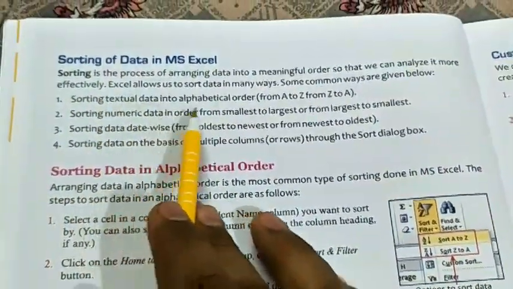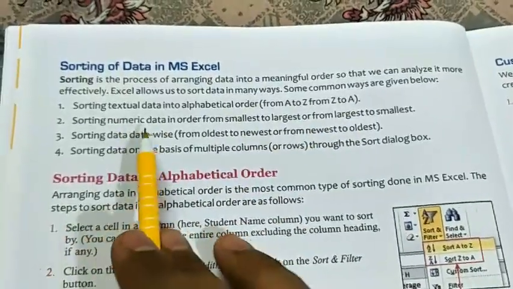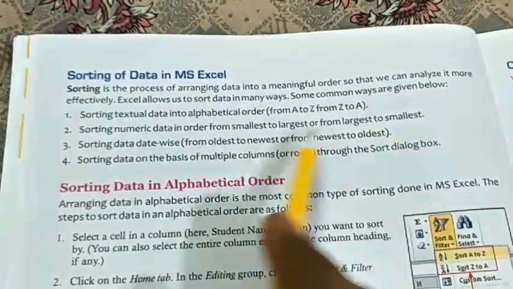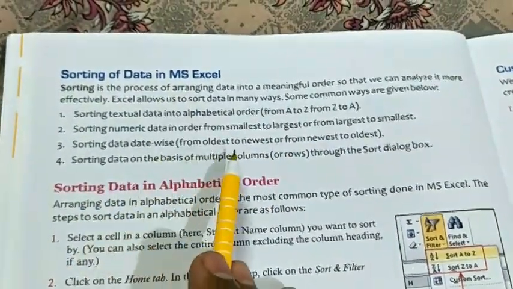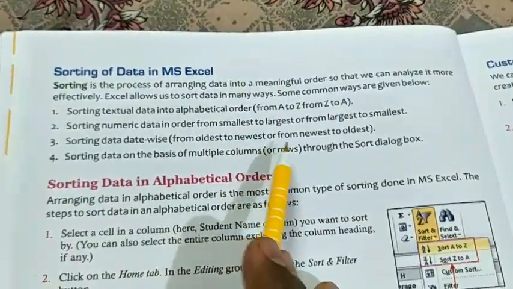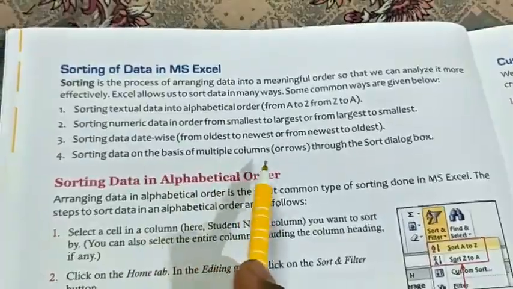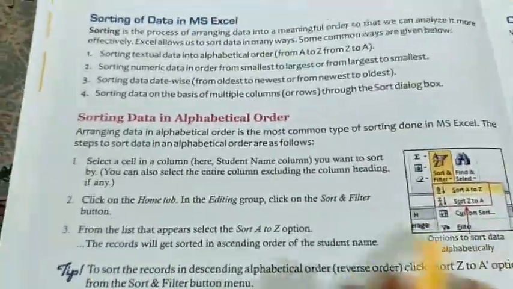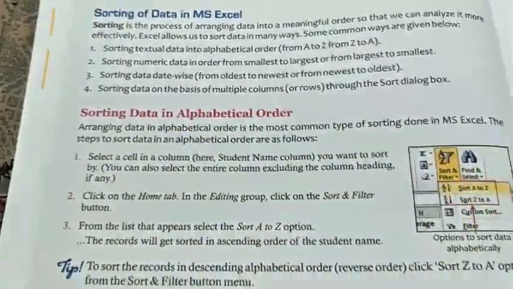Sorting textual data into alphabetical order, means from A to Z or Z to A. Sorting numeric data in order from the smallest to largest and from largest to smallest. Sorting data date wise from oldest to newest or from newest to oldest date. Sorting data on the basis of multiple columns or rows through the sort dialog box. That is the example of sorting data in alphabetical order.